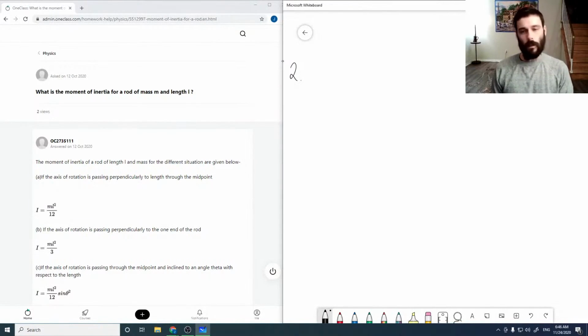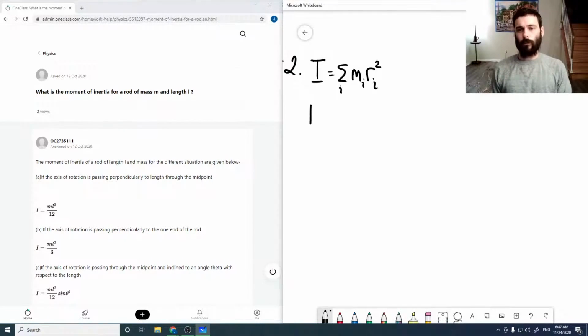Okay, so there's a few different ways that we could represent this. Moment of inertia is for discrete points, the sum over the discrete masses times the distance of the masses from our moment squared. Or for a continuous object, which this is, it's the integral of r squared dm.